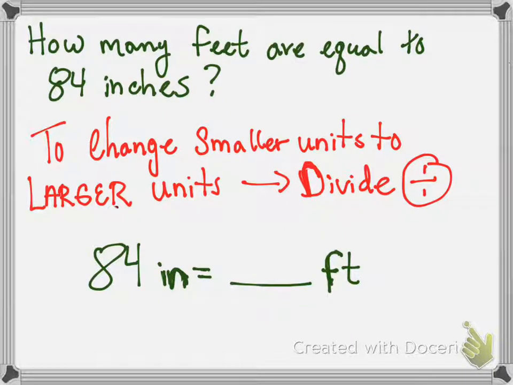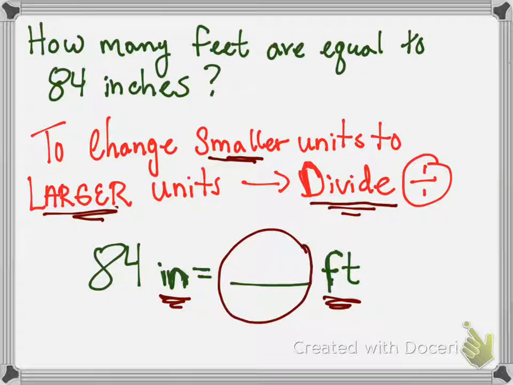Our next one is how many feet are equal to 84 inches? Now this again is going to get a little confusing. To change a smaller unit to a larger unit, we are going to divide. Because our bigger unit, like this one, feet, is a bigger unit than inches. So we have to divide because this number here has to be smaller than 84, because this is a bigger unit.